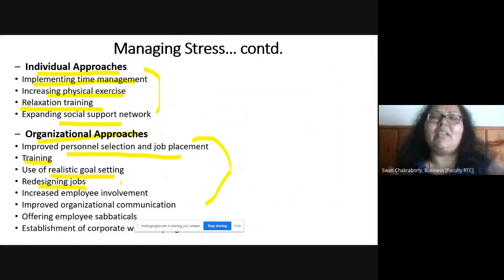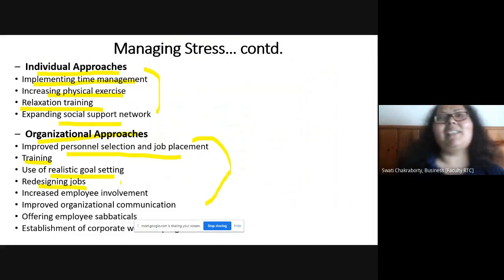Redesigning of jobs is important because sometimes we tend to get so bored with the same thing going on. It's monotonous work. So redesigning the jobs, bringing in some changes in the existing nature of the job, bringing in some new features, would make it more interesting. Even the employees would be more motivated.